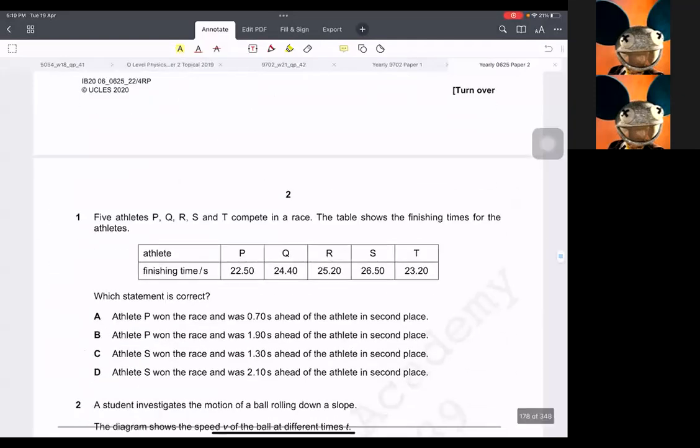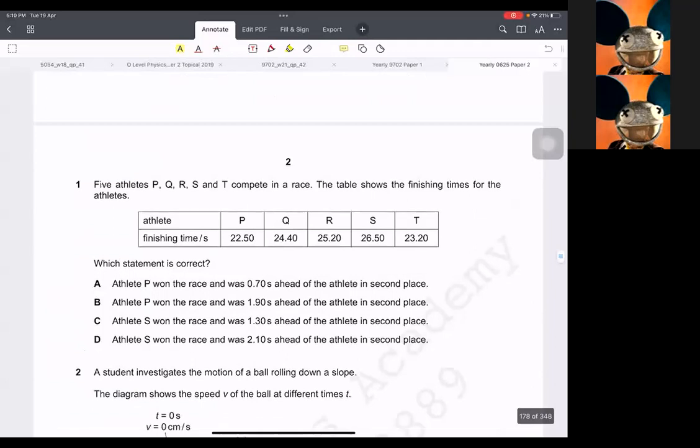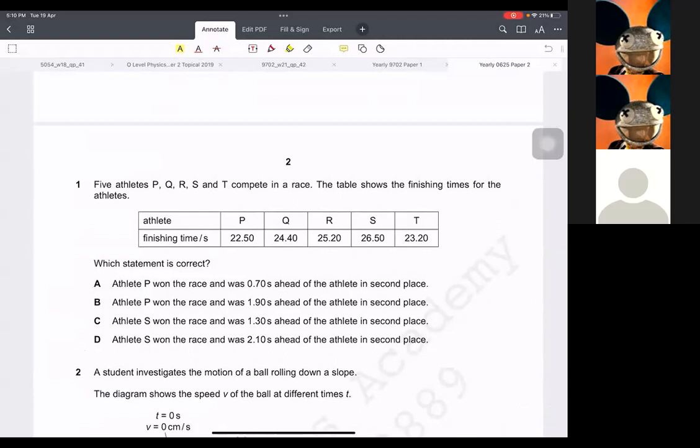Okay, perfect. Let's go. Five athletes, P, Q, R, S, T, complete a race. The table shows the finishing times for the athletes. Which statement is correct?